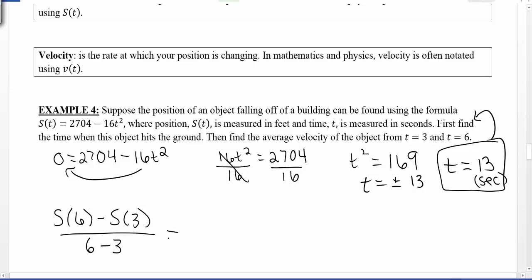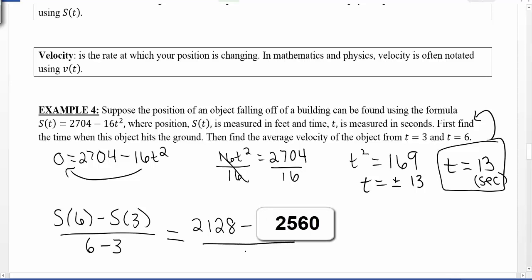So if I want to find S of 6, I need to take 6 and plug it into my S function. Being very careful with the computation, I'll do that in my calculator, and I get 2,128 minus, and then I'm going to compute S of 3. So again, I'm going to plug that into my calculator very carefully. When I crunch that number one final time, I get negative 144.